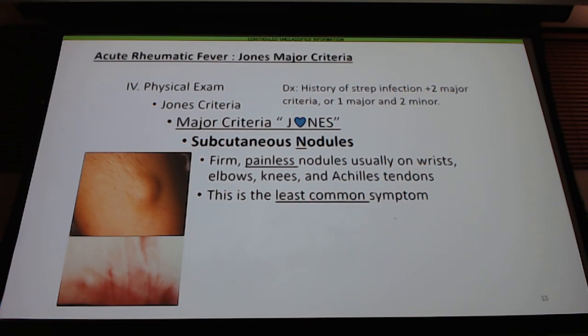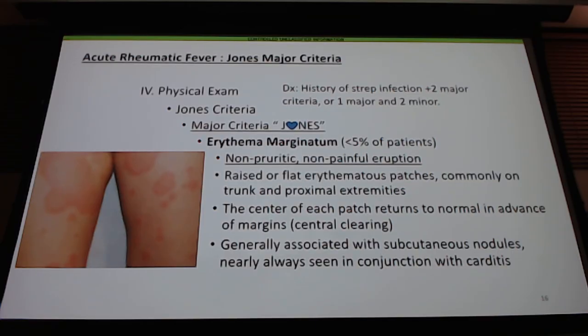The N in Jones is subcutaneous nodules. This is the least common of the symptoms, but they typically will have this firm but painless nodule that affects some of the major joints like wrists, elbows, knees, and Achilles tendon. And then erythema marginatum is the second least common symptom, and usually you're going to get a non-pruritic, non-painful eruption. It almost looks like a fungal infection, but the non-pruritic nature of it is not consistent with fungal, so it's actually part of this Jones criteria.